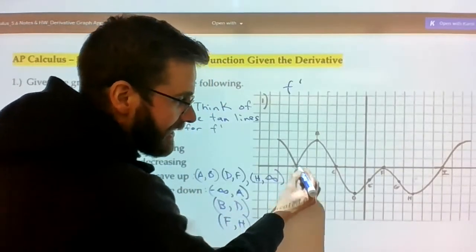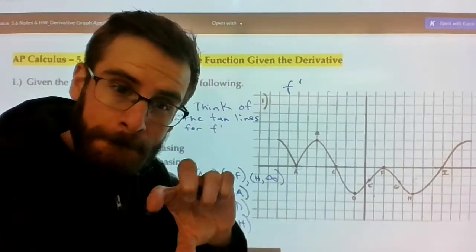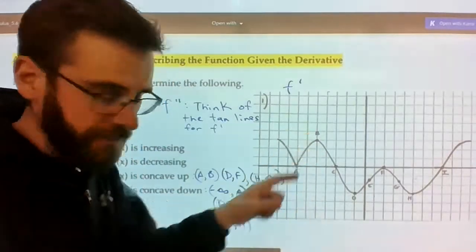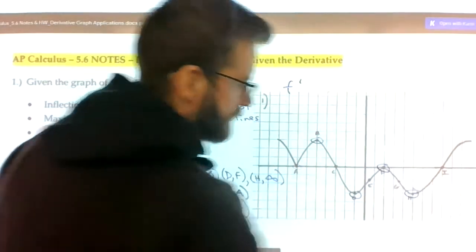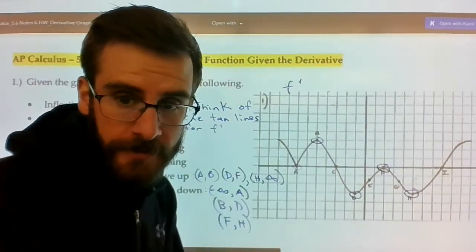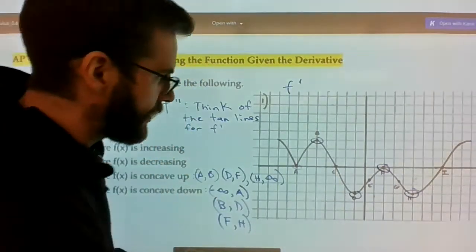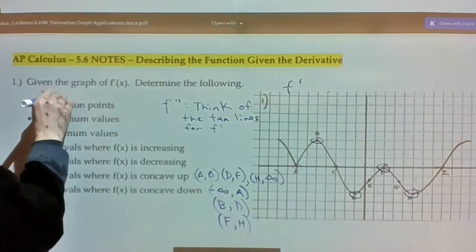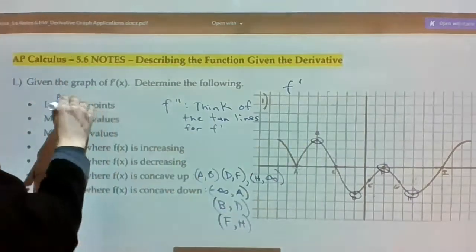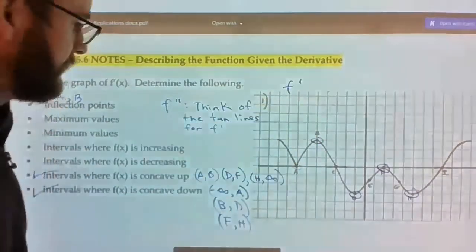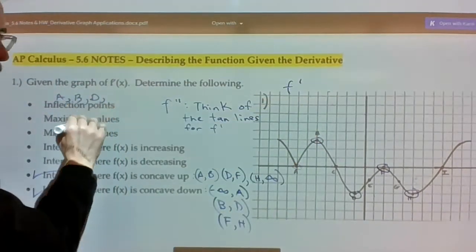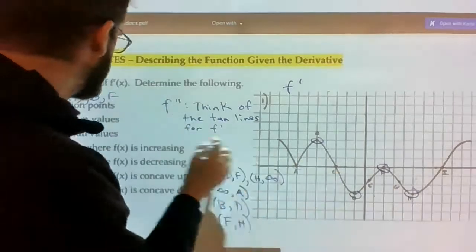It's like all the min and max values of the derivative are the inflection points. Whoa. Okay, so A, B, anytime it switches from decreasing to increasing on the derivative, that's when you get an inflection point. F, and then H.